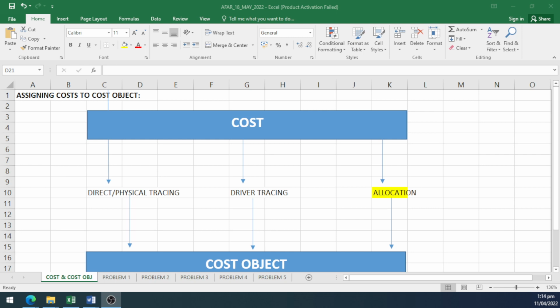Ulitin natin ha. Tatlo ang paraan sa pag-assign ng cost sa cost object. Direct or physical tracing, driver tracing, and in the case of factory overhead, which is an indirect manufacturing cost, we assign that through allocation. And so we have factory overhead allocation na pinag-aralan ninyo sa inyong undergraduate, sa review, tinitake up natin.